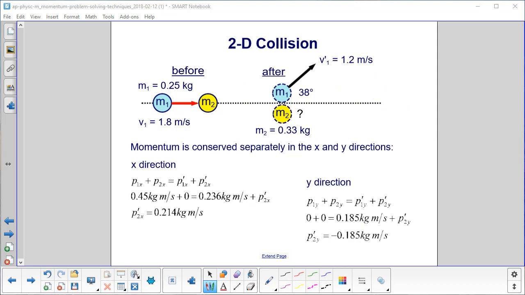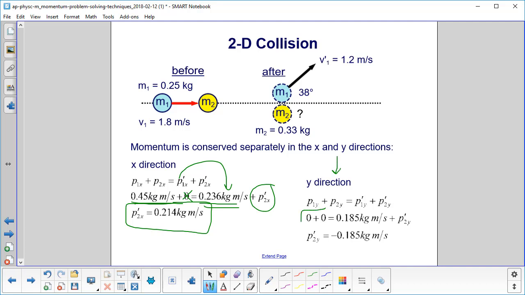For conservation of momentum, we know that it's conserved separately in both the x and the y directions. So let's look at the x direction first. Our initial momentum is solely due to mass 1, right? Mass 2 is 0. Then afterwards, here's our new momentum for mass 1, and we have to find the post-collision momentum of the second sphere. And we can just solve that little simple algebra there, and we get P prime 2x is 0.214 kilogram meters per second.